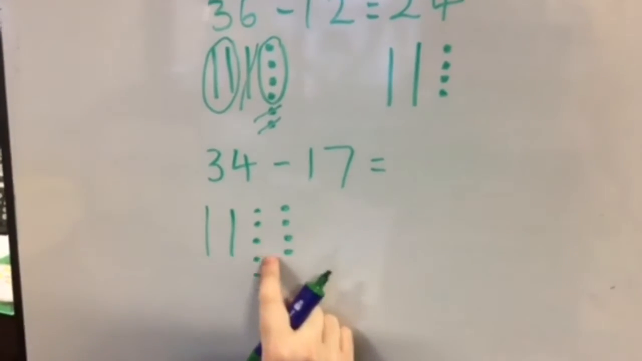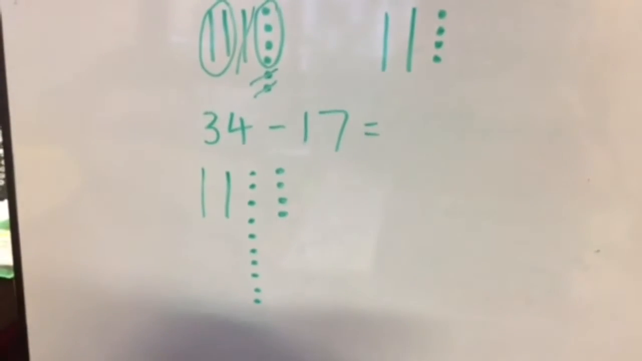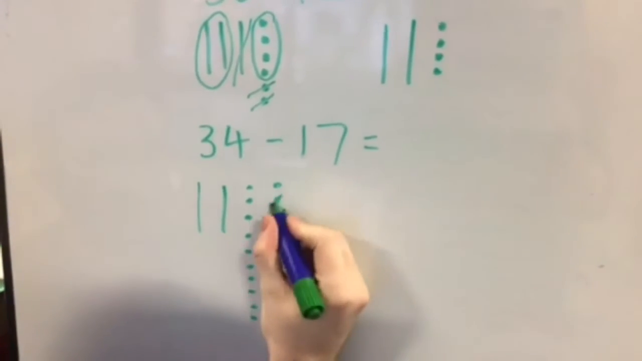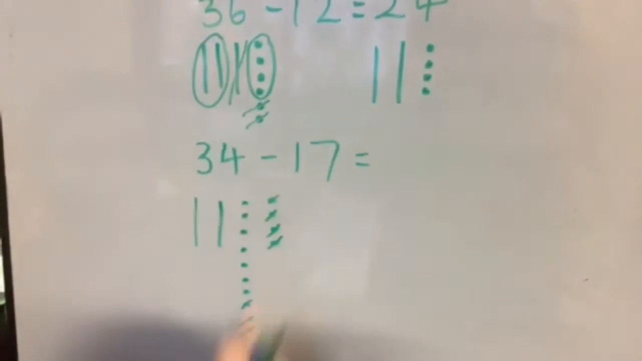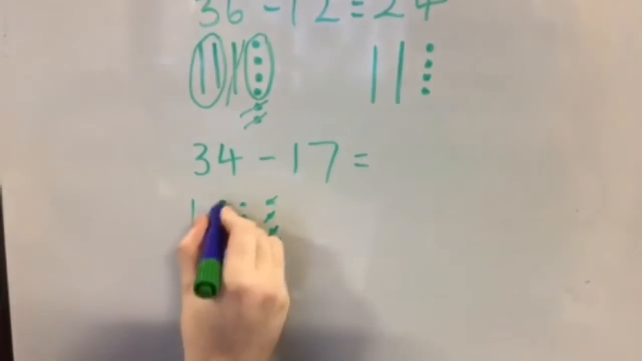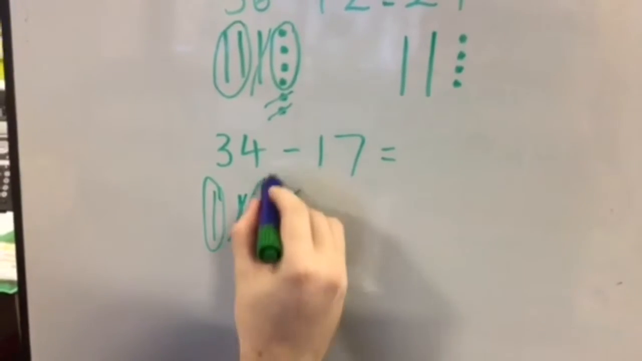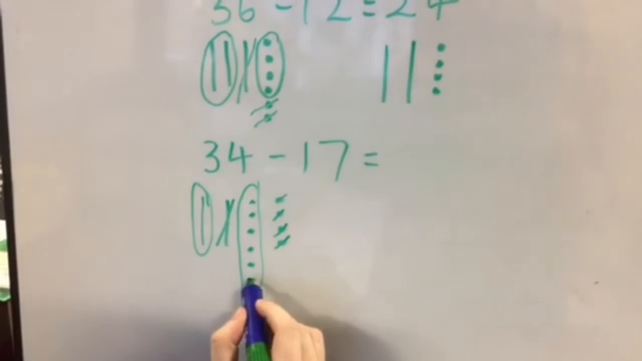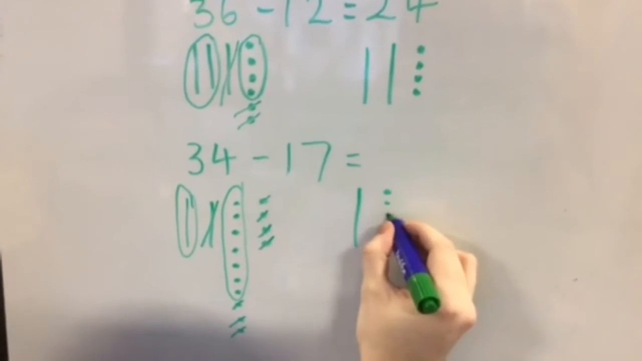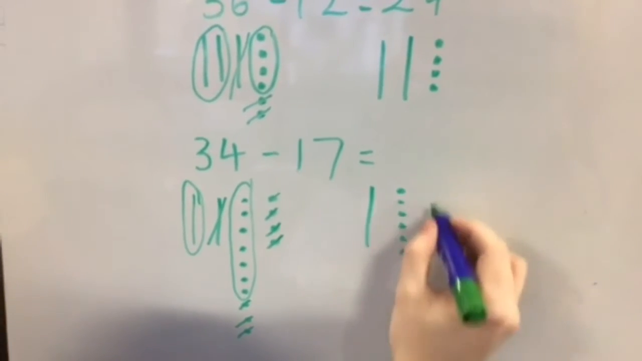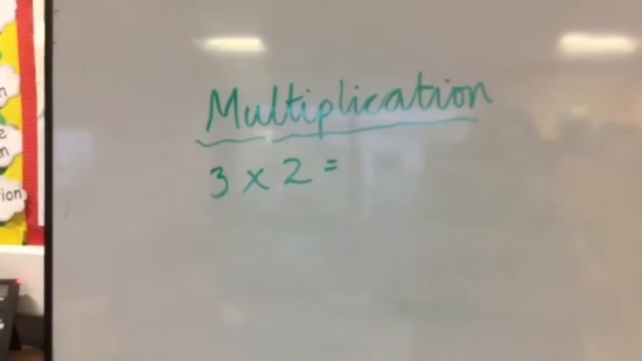So 1, 2, 3, 4, 5, 6, 7, 8, 9, 10. Now we can take away our 7 ones. So 1, 2, 3, 4, 5, 6, 7. And we need to take away our 10 because there's 10 in 17. So I can cross that out, which leaves us with a 10 and 1, 2, 3, 4, 5, 6, 7 ones, which is 17. There's our answer.